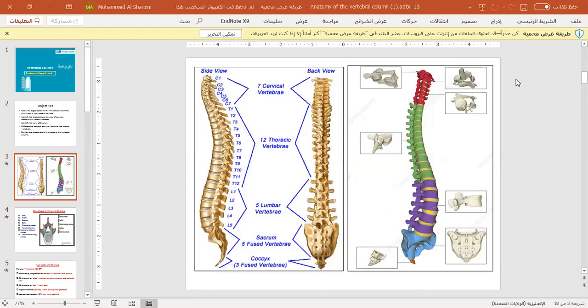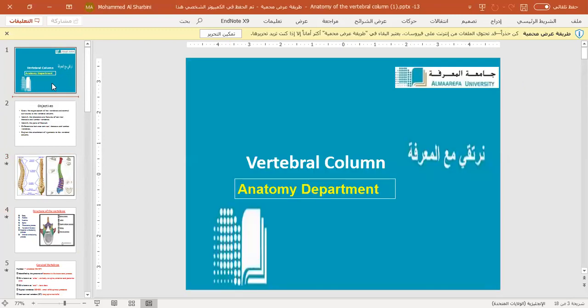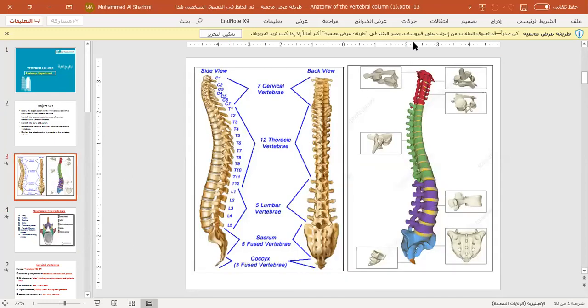Regarding the vertebral column, we have 33 vertebrae. These vertebrae are divided into 7 cervical, 12 thoracic, 5 lumbar, 5 sacral which are fused, and the coccyx, 3 fused also. The vertebrae are not all the same.